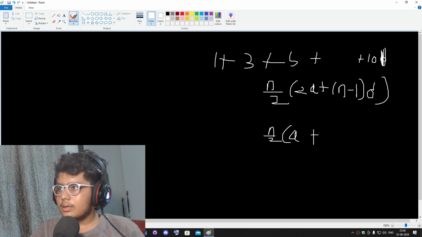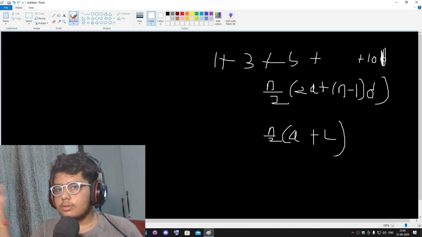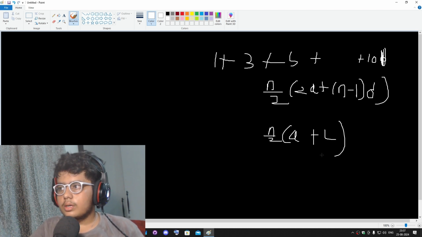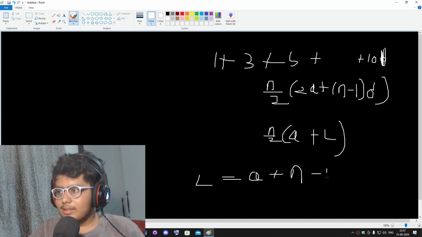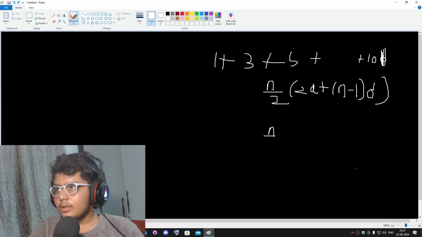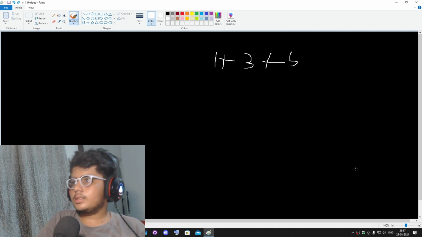This is more simple, but sometimes in a question they don't give you the last term, and just finding out the last term becomes a headache. So this is a little bit more convenient. In this you just should know about the a. So what is the last term? The last term is just a plus n minus 1 into d. The logic behind it, you can find it out. So yeah, this is the one.